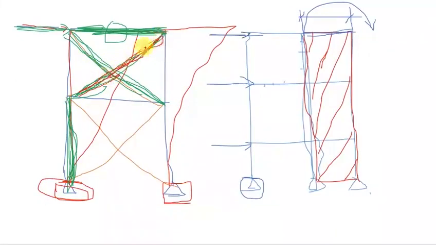So you have to design this member here to be adequate in tension, so that it can carry that tensile force. But then this member should be able to carry that compressive load. Otherwise, it will simply buckle. Even this member here should be able to carry the compressive load, otherwise it will simply buckle. Buckling is just something like that. If it can't carry that load, then it will simply buckle.